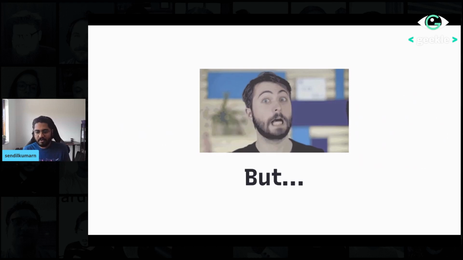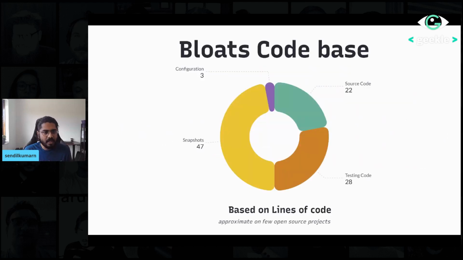But the problem with snapshot testing is that it bloats the code base. This is approximated on a few open source projects that are using snapshots. As you can see here, the number of lines of code in different projects, and see the number, 47% of those lines are for snapshot testing. These are automatically generated content, and that lives in your code base, which is pretty annoying. It's making your code base huge.